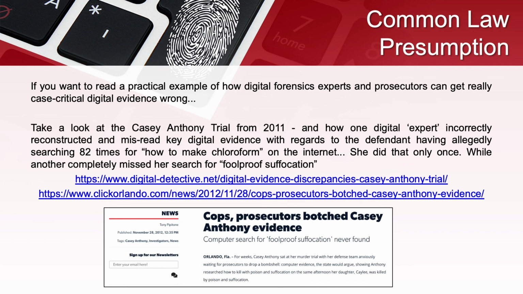However, one digital expert that was put on the stand incorrectly reconstructed and misread digital evidence from the browser logs and suggested that Casey had searched 82 times for how to make chloroform. It turned out she'd only actually searched for that once, and it was quite a while before the events that transpired with her child. However, another digital forensics expert who was brought in this retrial completely missed the fact that she'd actually searched for foolproof suffocation, and suffocation was the way the baby had died.